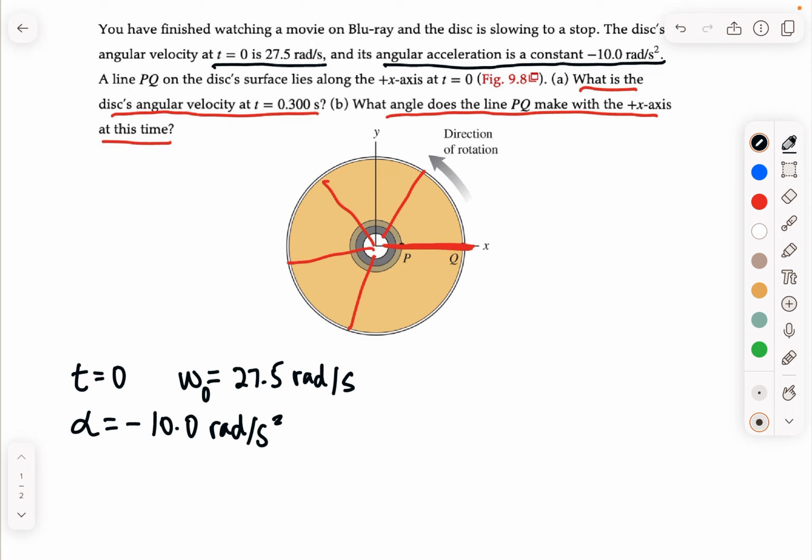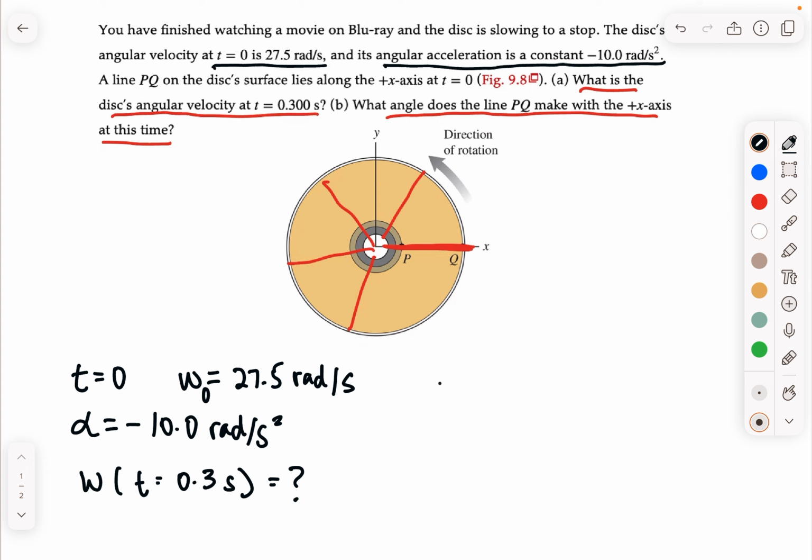And so we want to know what is omega at t equals 0.3 seconds. So we can grab our chart with all of our kinematic equations on it. And from there, you will remember one of the easiest ones, right? How the velocity changes with constant acceleration. It changes linearly. And this is the form.